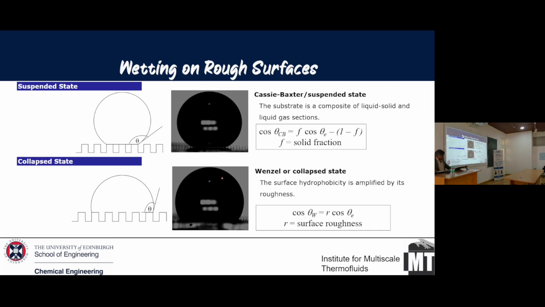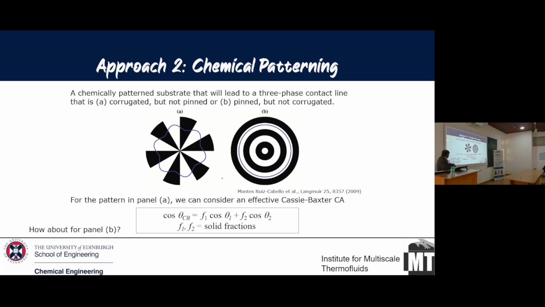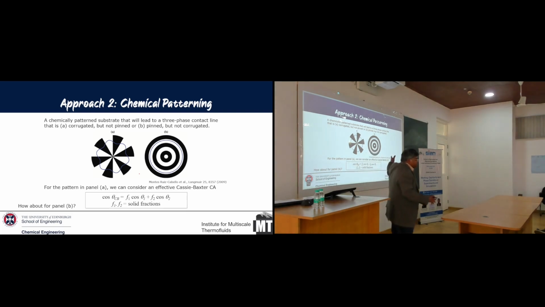Okay, so obviously you can have all. The same is over here as well, where F1 and F2 are different chemical solid fractions. Okay, and you can estimate some sort of a contact angle based on the fractions involved.